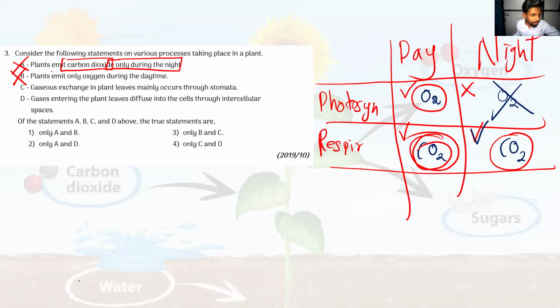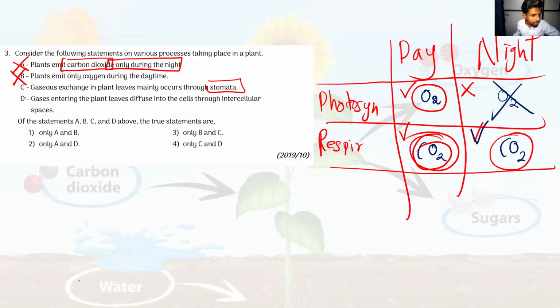And the third one, gas exchange in the plant mainly occurs through the stomata. Yes, you know the leaf has small hole-like structures called stomata. I will show you that picture later. Wait a minute, the picture of the stomata. I will show you that one, right?